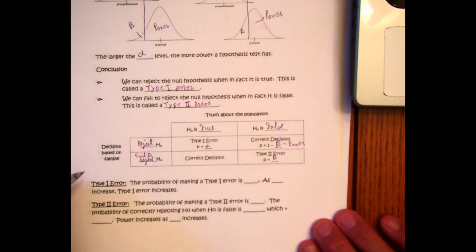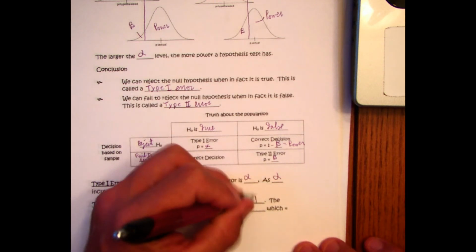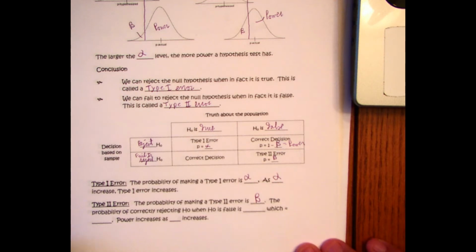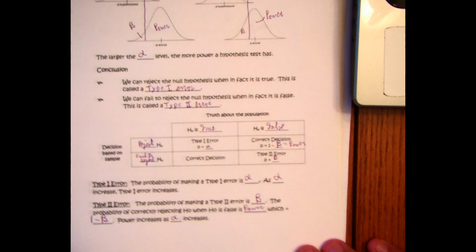So type 1 error, the probability of making a type 1 error is alpha. As alpha increases, type 1 error increases. Type 2 error, the probability of making a type 2 error is beta. The probability of correctly rejecting H0 when H0 is false is power, which equals 1 minus beta. And we talked about power also increases as alpha increases. Okay?